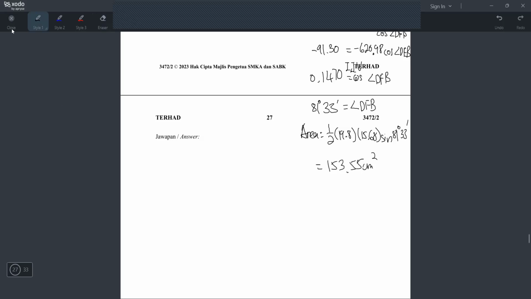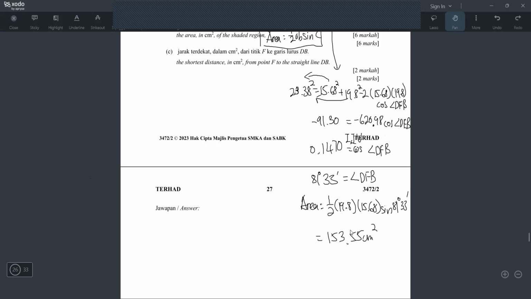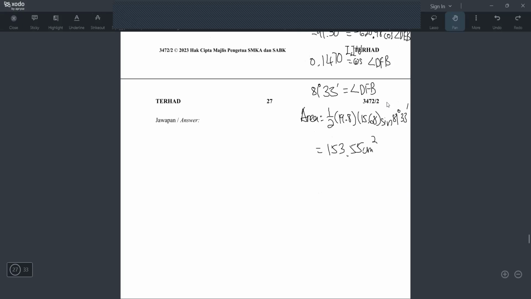But I want you to know, it's very normal to get the answer not exactly the same as the schema, but very near. Okay. So actually, if you press with me, but you don't use the answer button, you just press sine 81 degree 33 minute times this and then divide 2, you will actually get 153.546, which is 153.55. So I'll just stick with this answer.